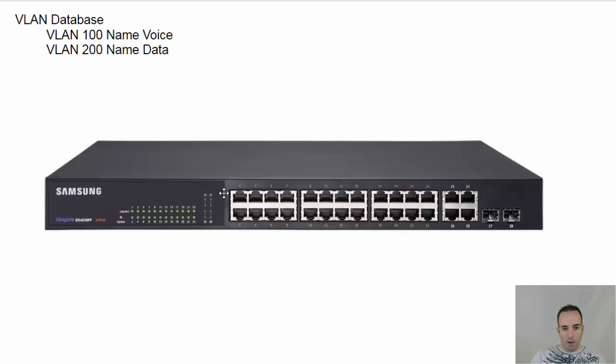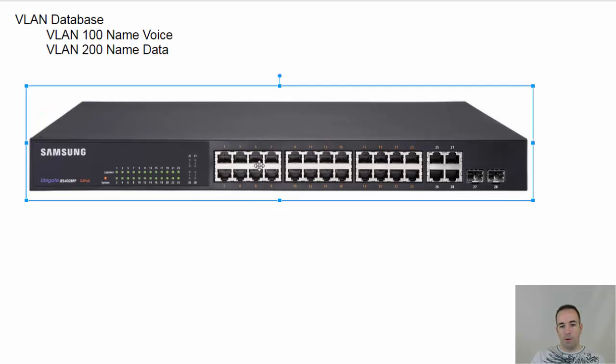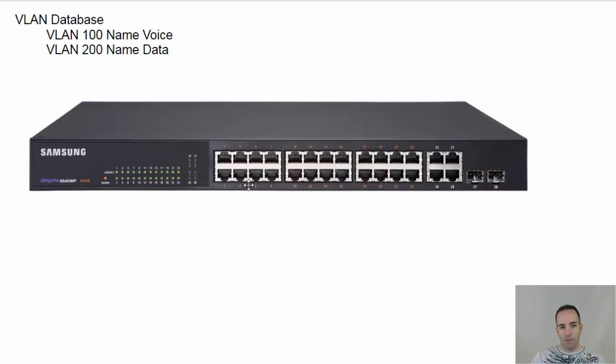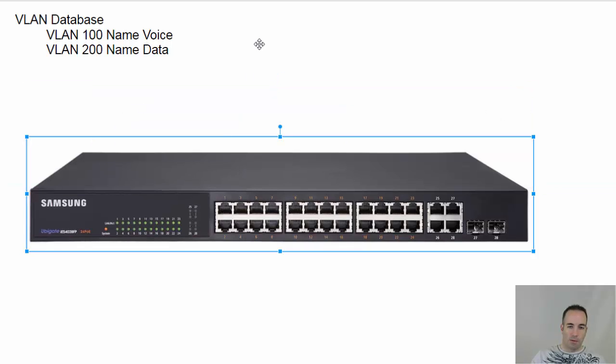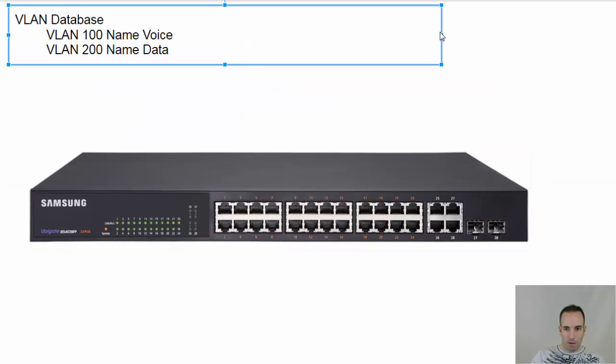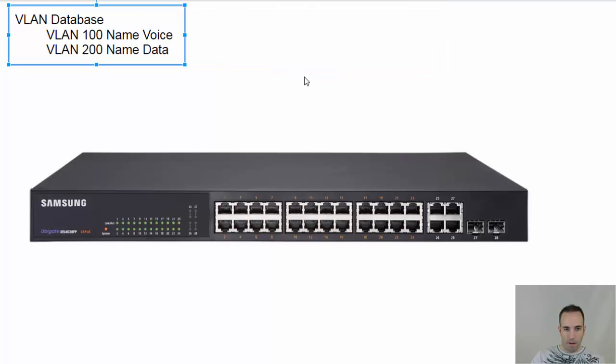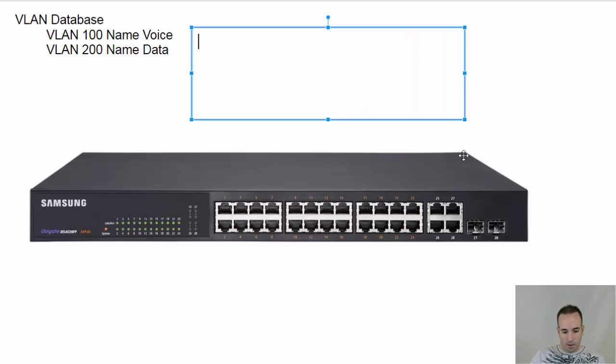Okay, so now these ports here, as I mentioned, all of these ports by default are in VLAN 1. So what I have to do is, let me do this first. Before we start talking about that, I'm going to do another text box here. And we're going to talk about the 3 types of ports: trunk port, access port, and a hybrid port.